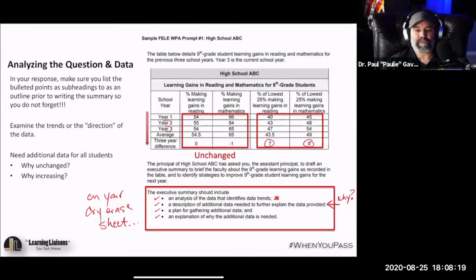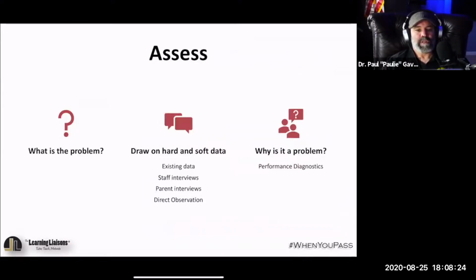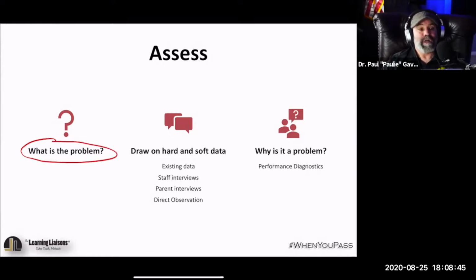Okay, let's go ahead to the next slide. As you said in the first part, when you're looking at the data, the first thing we need to do is assess. You took a look at the trends, which direction they're moving, and then we need to know why. So in your response you could say, I need to find out what the problem is. Unless they tell you what the problem is, or they might say the problem is teacher morale, but that still doesn't tell you exactly why teacher morale is low. You need data, right?